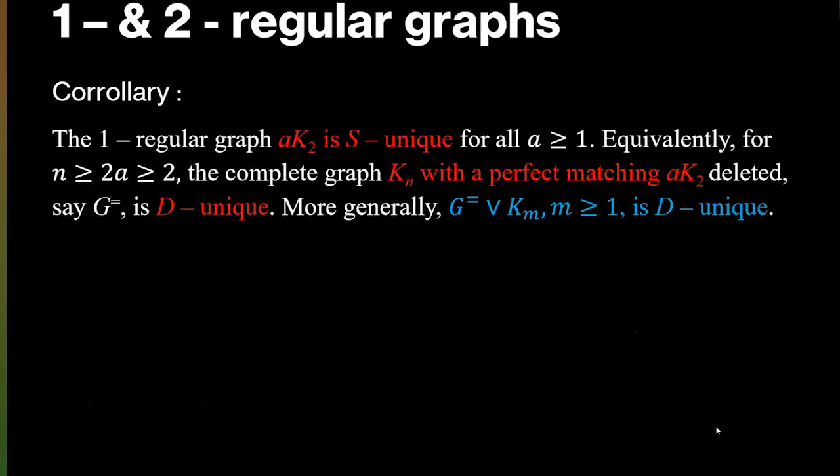Using this, we can immediately get this result on one-regular graph. The one-regular graph is S-unique. In other words, the complete graph with a perfect matching of A edges deleted is D-unique. And so the join of this graph with the complete graph Km is also D-unique.